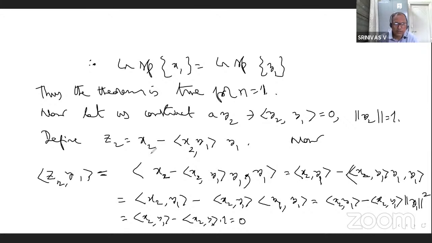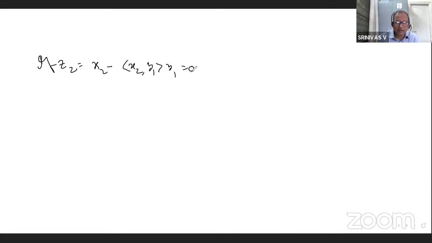Okay, let us put it in words. Z2 is x2 minus inner product x2 comma y1 times y1. If this is equal to the 0 vector, this is a vector, this is a vector. So if this is the 0 vector, then x2 is equal to how much? You take this to the other side. It is inner product x2 comma y1, a scalar, times y1. And for y1, you can write what this is.